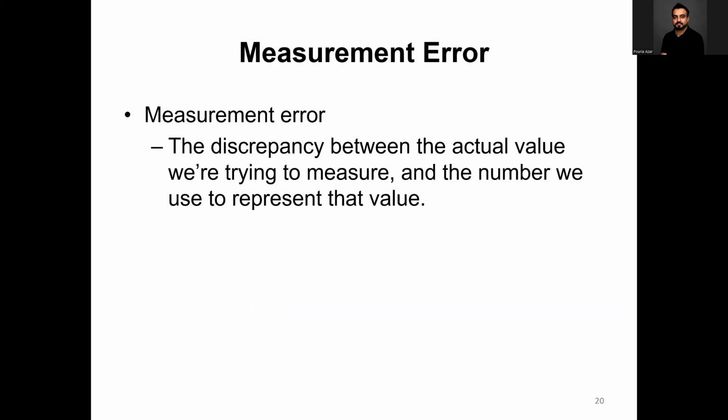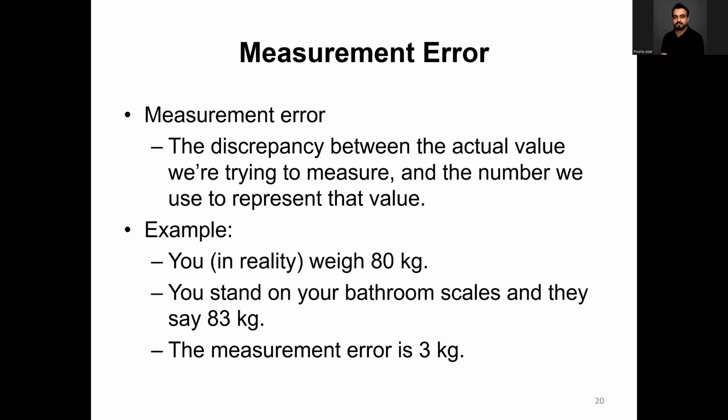Measurement error occurs always, anytime. Measurement error is defined as the discrepancy between the actual value we are trying to measure and the number we use to represent that value. That is called measurement error. For example, you in reality weigh 80 kilograms. You stand on your bathroom scales and they say 83 kilograms. So the measurement error here is 3 kilograms.